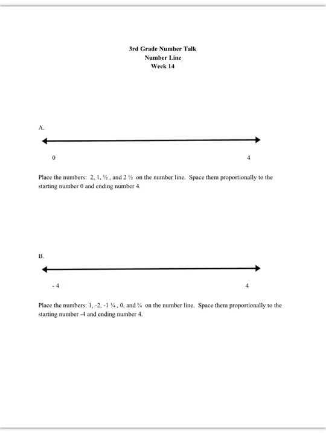This is week 14 of our Number Talk series. This week we're focusing on number lines and putting numbers on the line proportionally. So let's look at our first example. We have a starting number of 0 and a number of 4, and they're asking us to put on the number line the numbers 2, 1, 1/2, and 2.5.